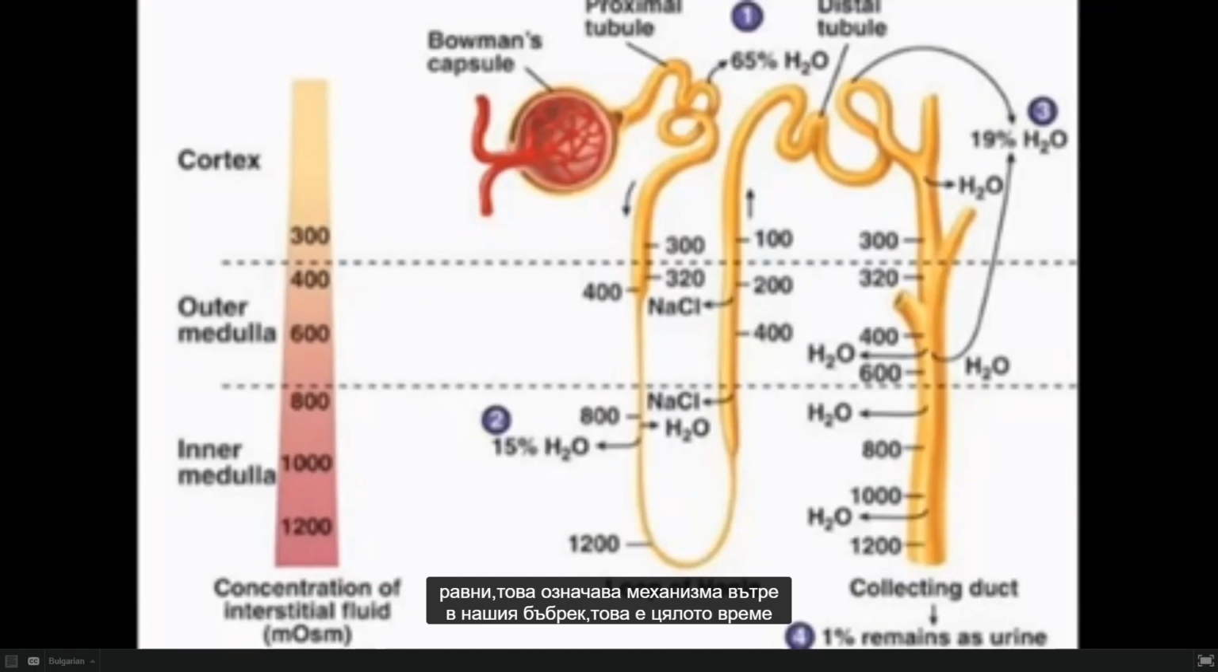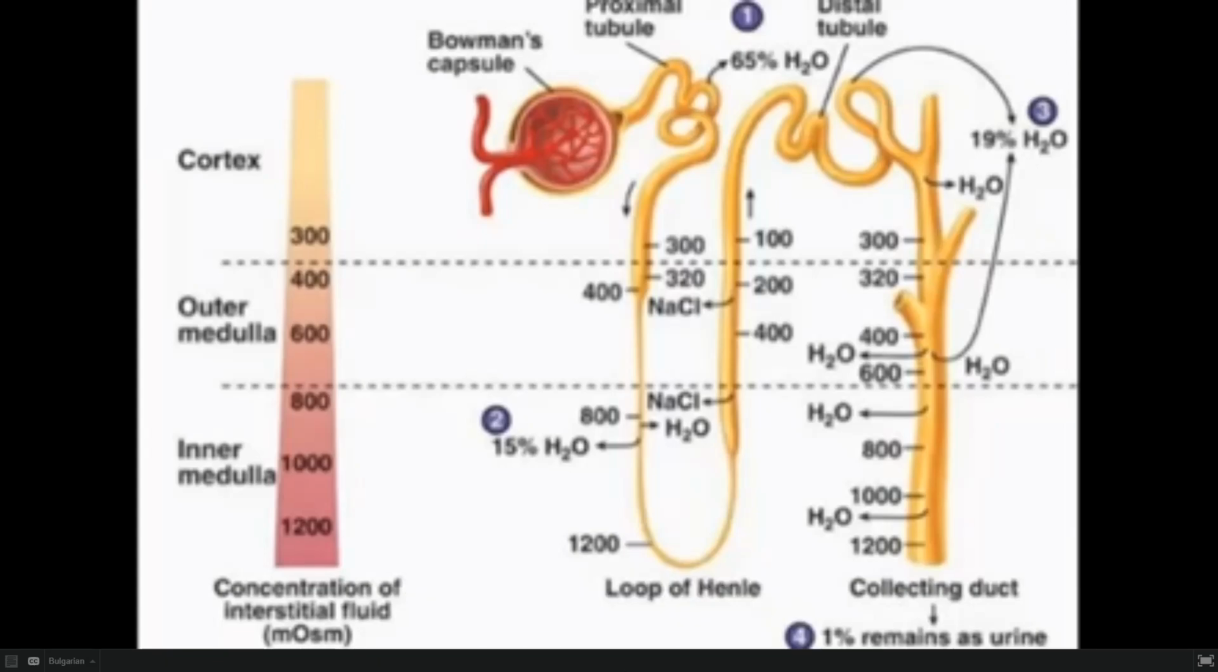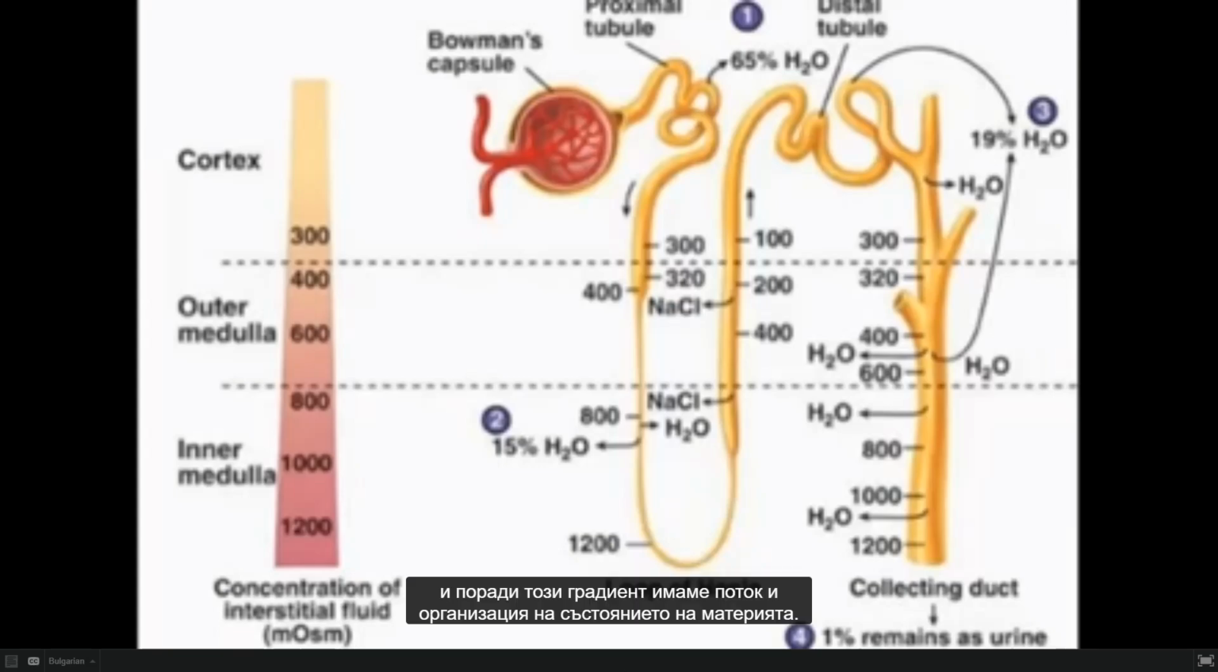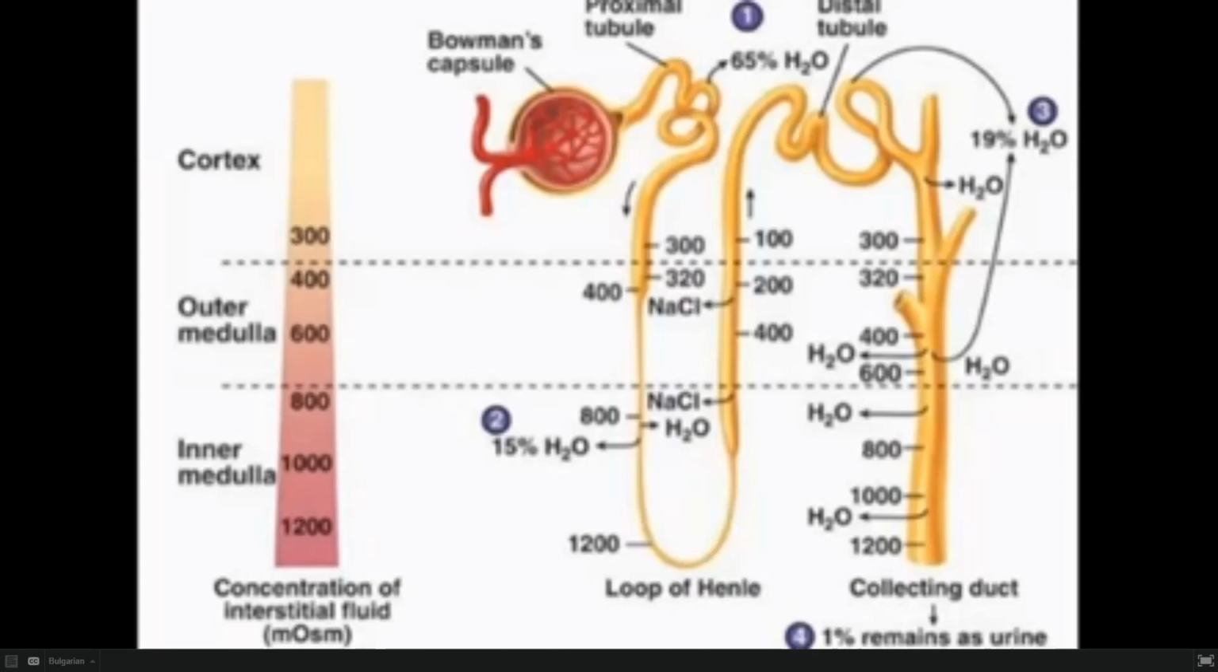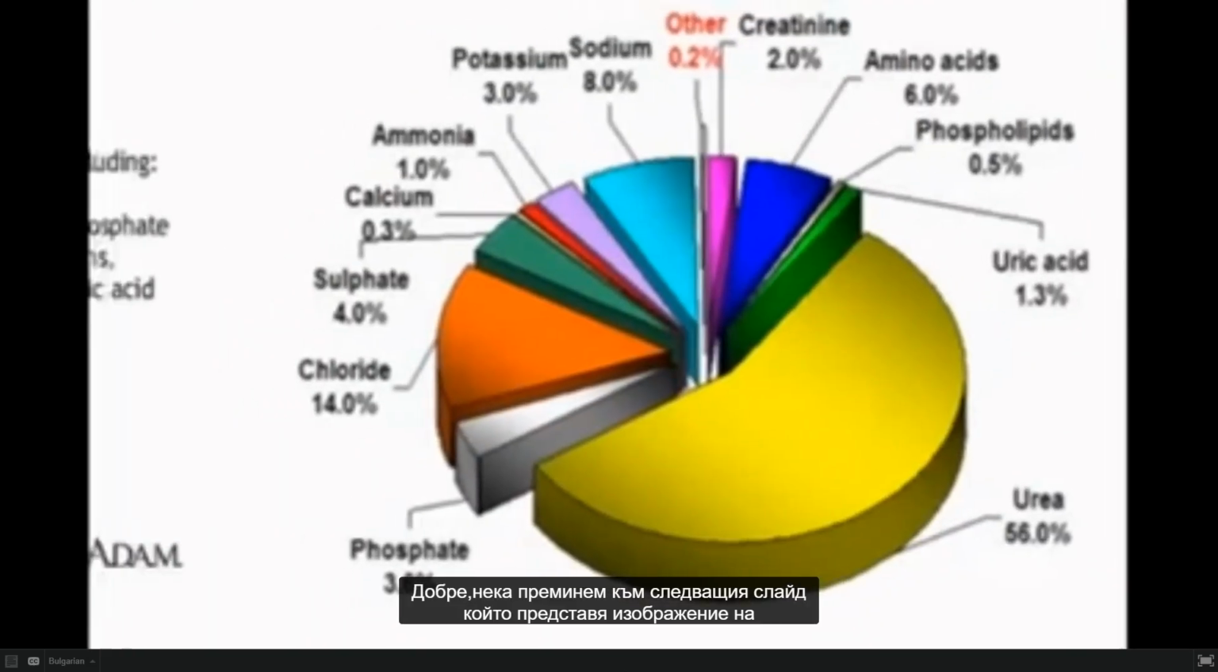It means the mechanism inside our kidney is all the time making a gradient between the elements inside the liquids, like milliosmoles, and gradients between the pressures inside the glomerular capsule. And because of those gradients, we have flow and organization of the state of matter. Okay, then we go to the next slide.